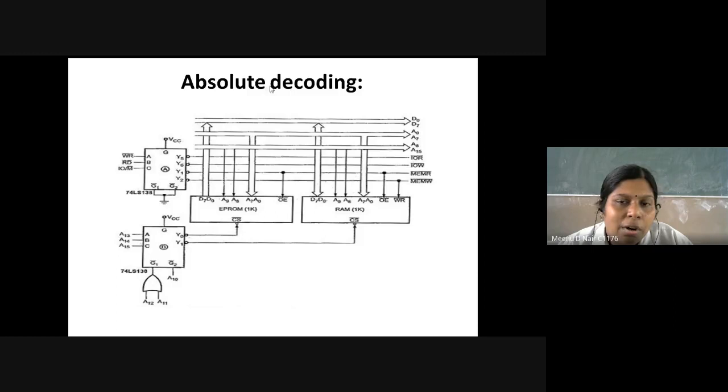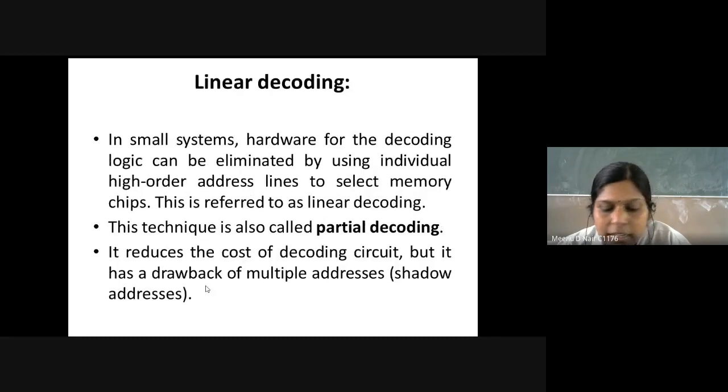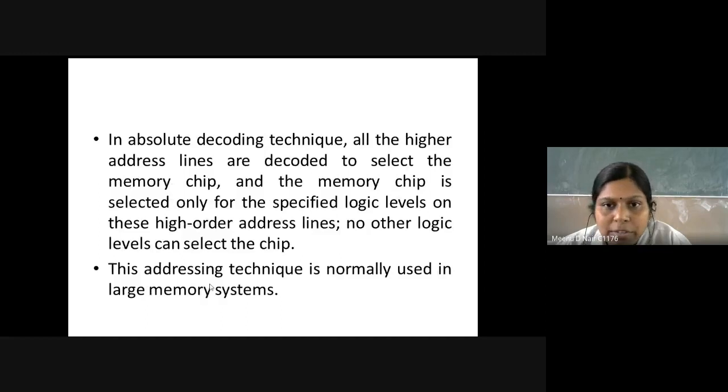This full decoding will be used for the larger system. If it is a smaller system, we are not going to use the full decoder. So in the absolute decoding technique, all the higher address lines are decoded to select the memory chip, and the memory chip is selected only for specified logic levels on these higher order lines. No other logic levels can select the chip. So this addressing technique is normally used in larger memory systems. That's what we have seen.